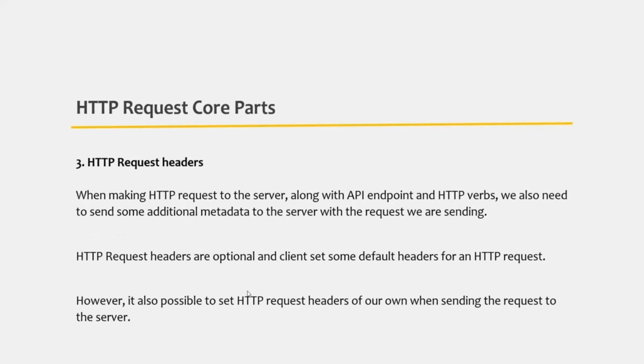Now, when making HTTP requests to the server, along with the API endpoint and HTTP verb, we also need to send some additional metadata to the server with the request we are sending. This metadata is called the headers of the request. In most cases, the headers of the request are set by the client which we are using to send the request. And hence, in most cases, we do not need to set the headers explicitly when making an HTTP request. For example, when we send an HTTP request to the server from a browser, the browser is the client. So before sending the request, the browser will set some headers for that request.